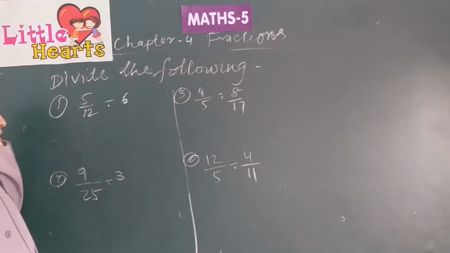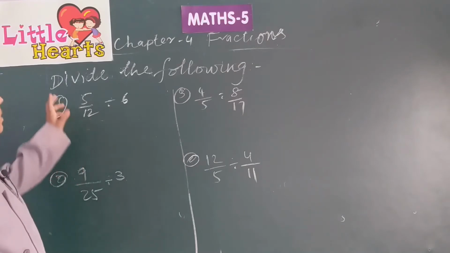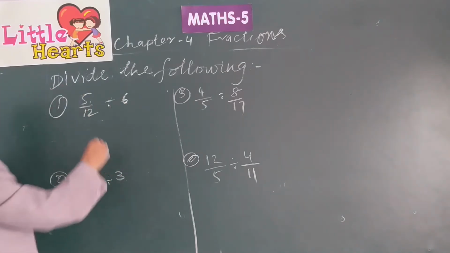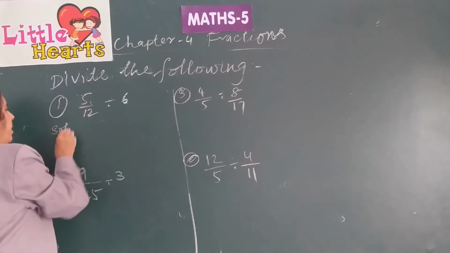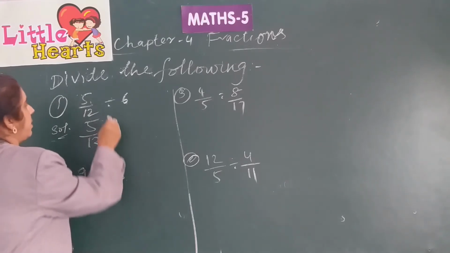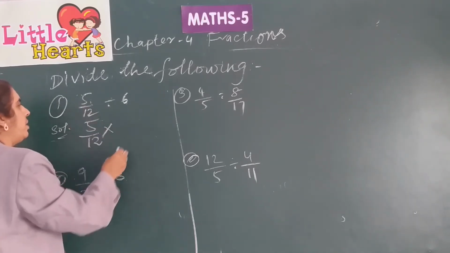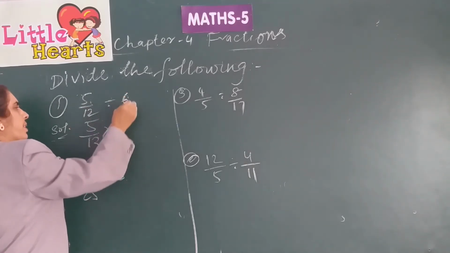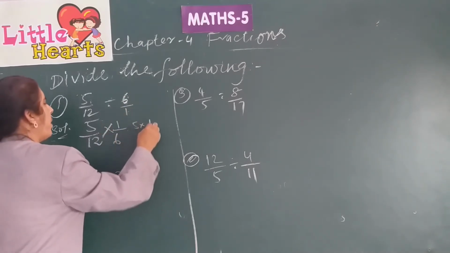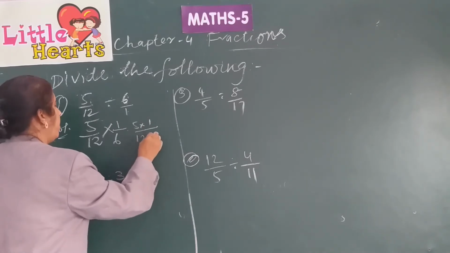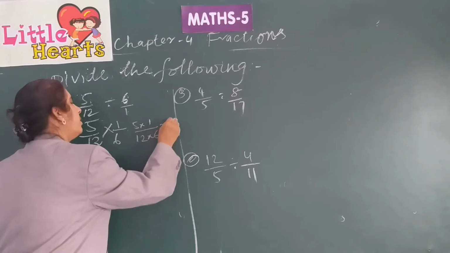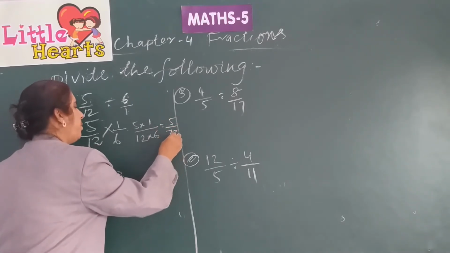So children, let us do some problems on this. Divide the following: 5 by 12 divided by 6. Remember that the given fraction should be as it is, 5 by 12. Next, division becomes multiplication, and the reciprocal of the divisor should be written, 1 by 6. 5 into 1 by 12 into 6. That is 5 by 72 is the answer.